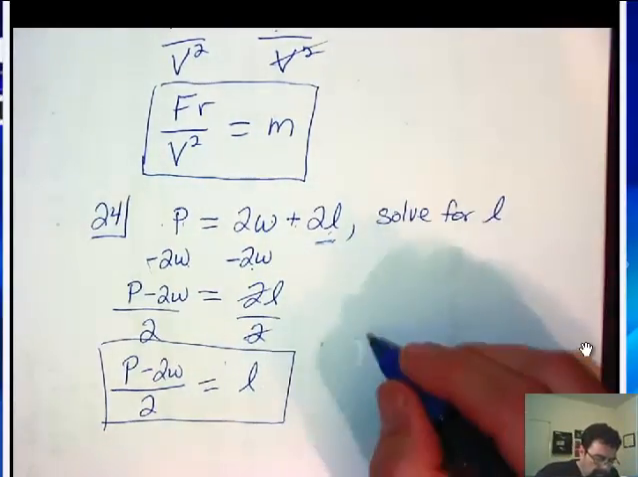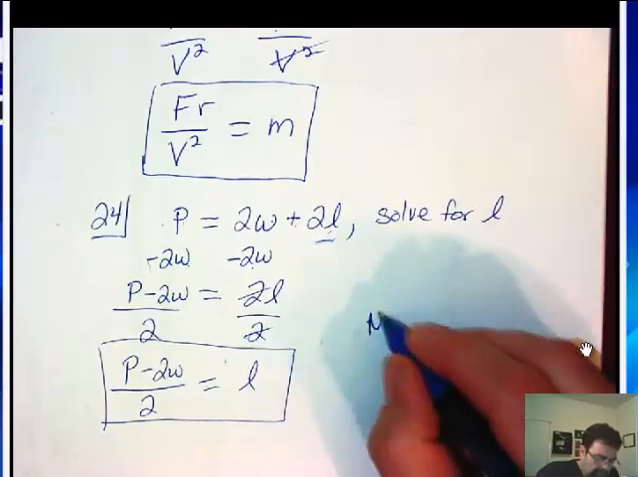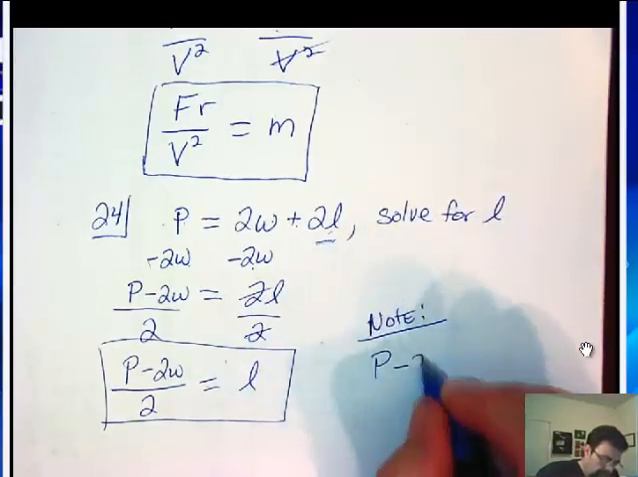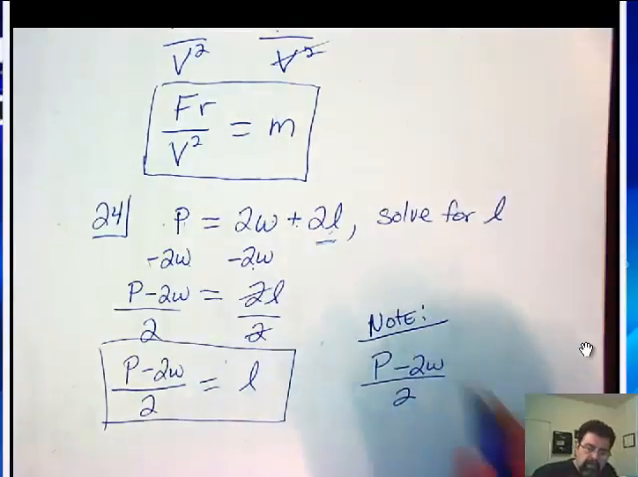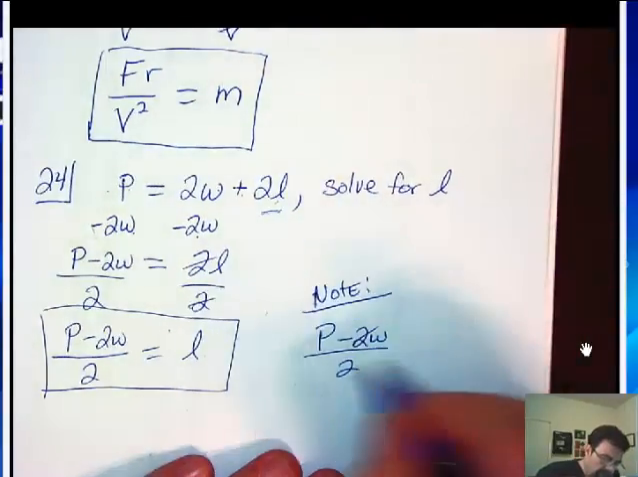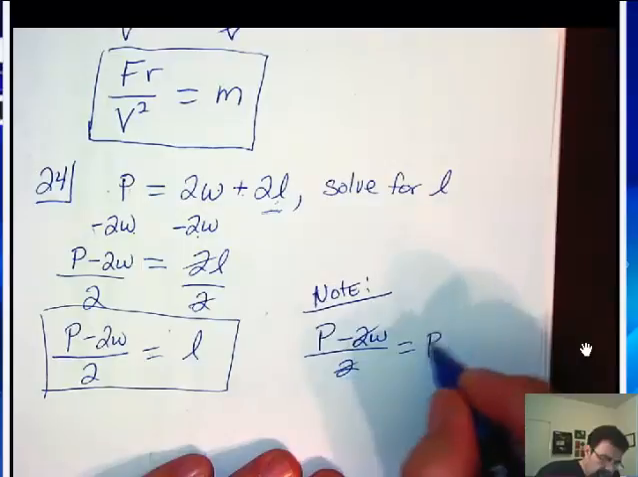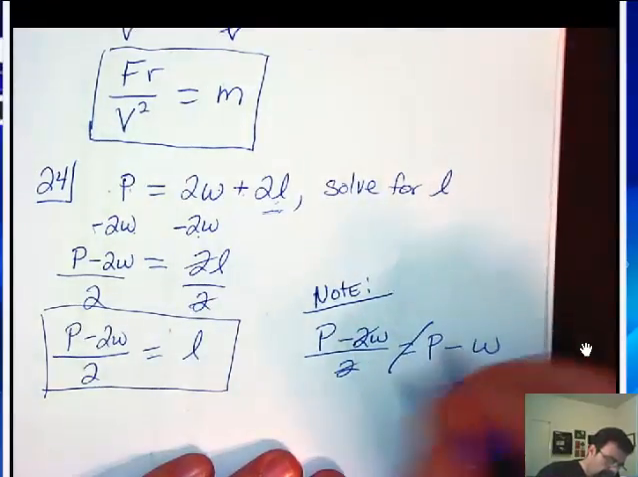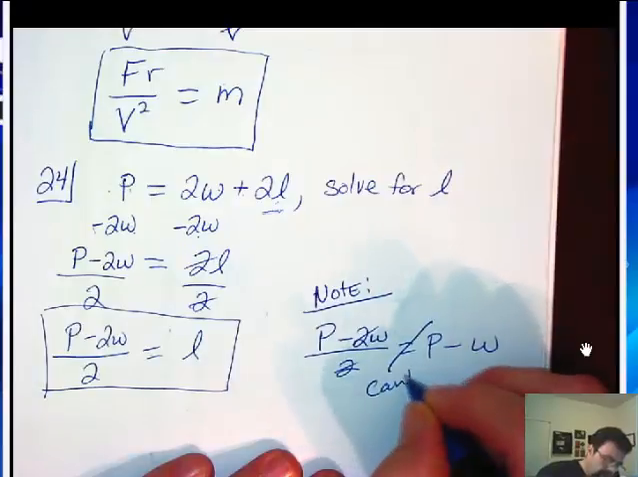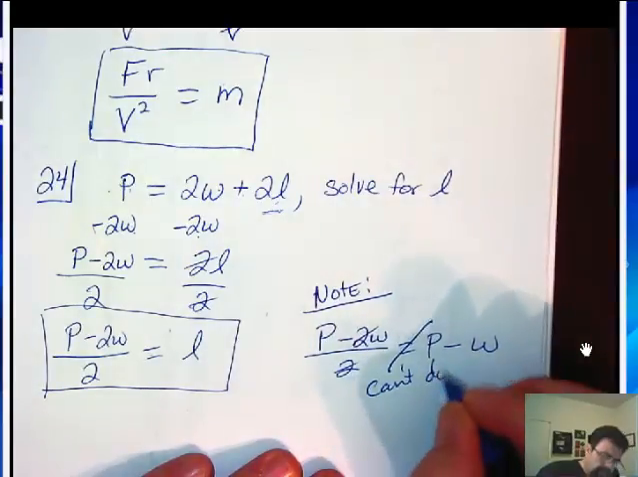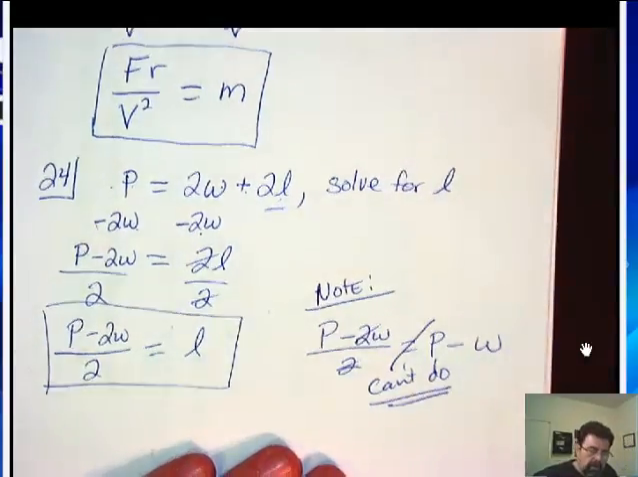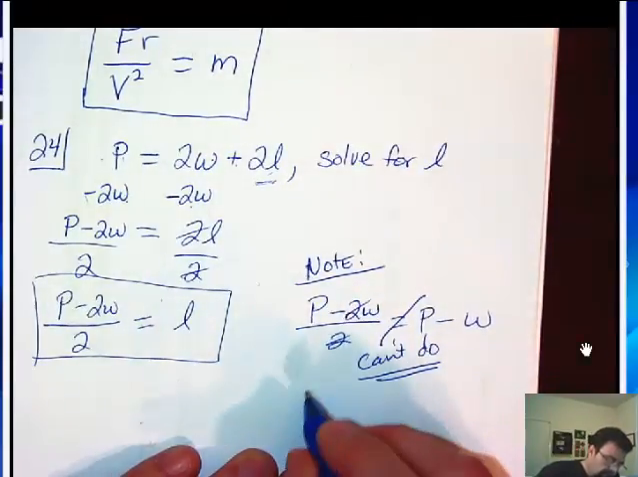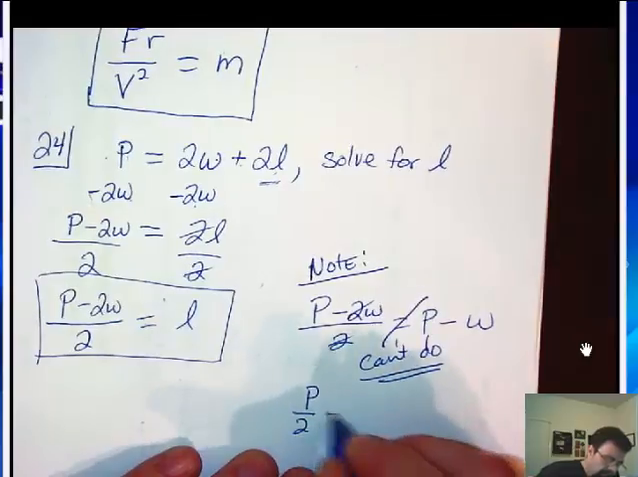Now, don't do this. This is a common mistake. I know it's real tempting to cancel those 2's, but you can't do that. It's not true. Don't do that. So what you could do is, if you feel like you want to cancel that 2, you can split this up into 2 fractions.